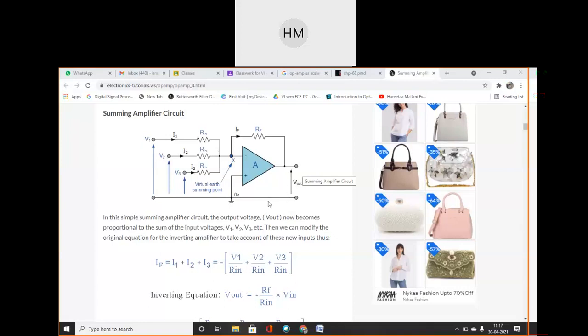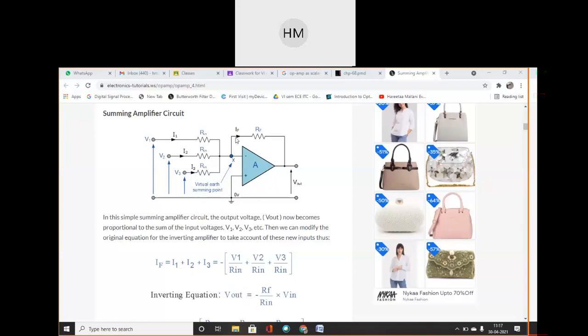Clear, student? So you can see here in this simple summing amplifier circuit, the output voltage now becomes proportional to the sum of input voltages V1, V2, V3. But how? You have to perform all these things mathematically, to check whether this circuit is proper or not. Here I can write IF by applying KCL and KVL. This you can see from the basic derivations in the Gaikwad book. Then it will become much easier for you to understand.